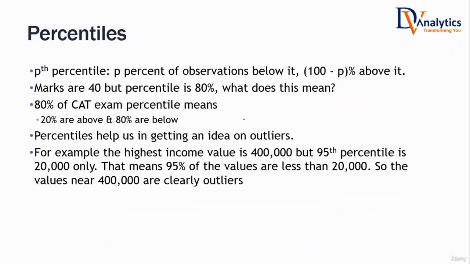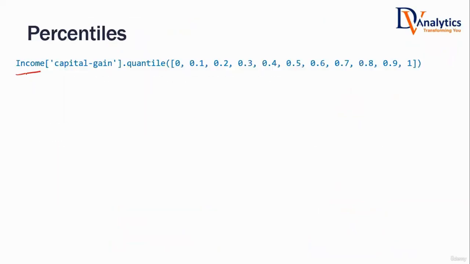So here, how do you calculate percentiles? You write the data frame name, you write the column name, and call the function. What is the function name? Quantile. And then you mention the quantile as 0. 0 means 0 percentile. 0.1 means 10 percentile. 0.2 means 20 percentile. So whatever you mention here, that will be given to you.